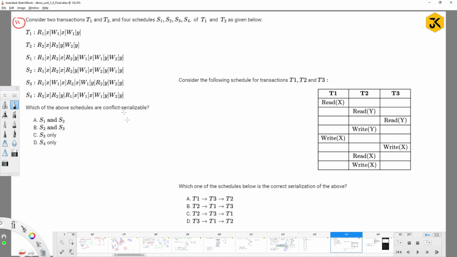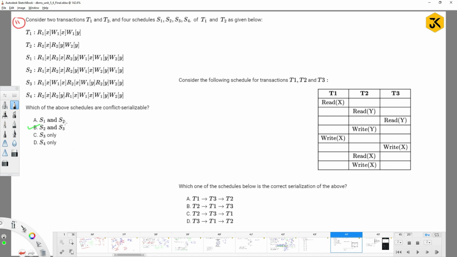Next one. Consider two transactions T1 and T2 and four schedules S1, S2, S3, S4 of T1 and T2 as given below. Which of the above schedules are conflict serializable? Can we do this on your own? What you have to do simply is check with the dependency graph. If there is any loop, it is not conflict serializable. If there is no loop, then it is definitely going to be conflict serializable, right? So I think for this, option B is the correct one. Let us see why option B is correct. You can eliminate the remaining ones with your practice.